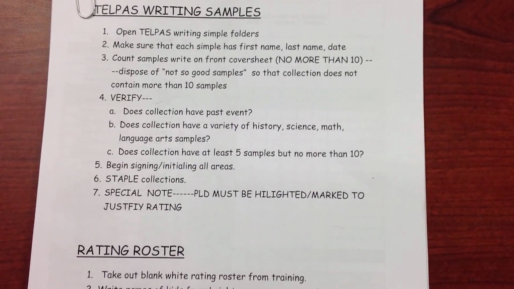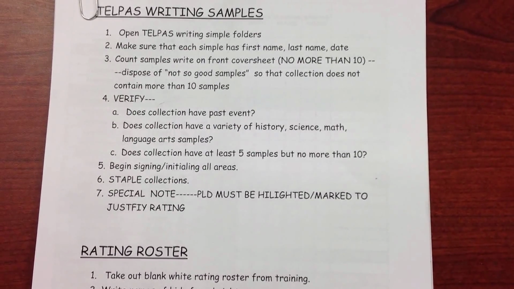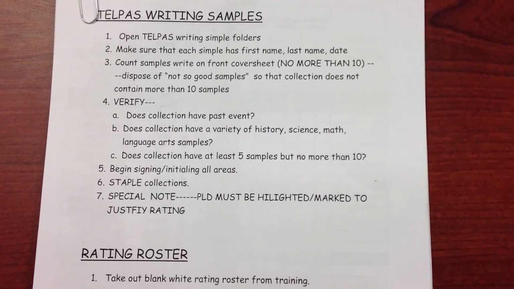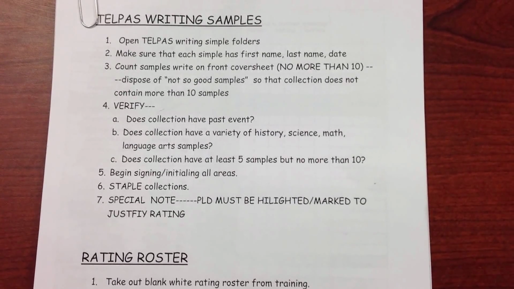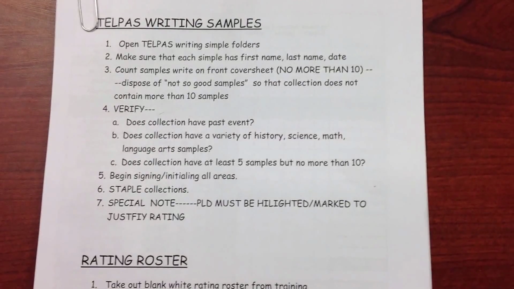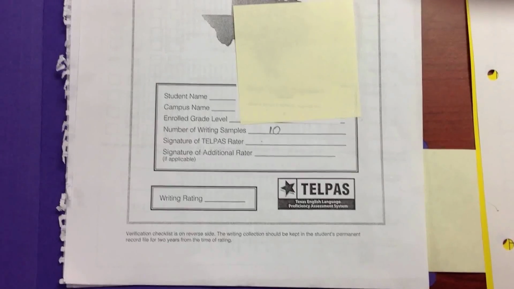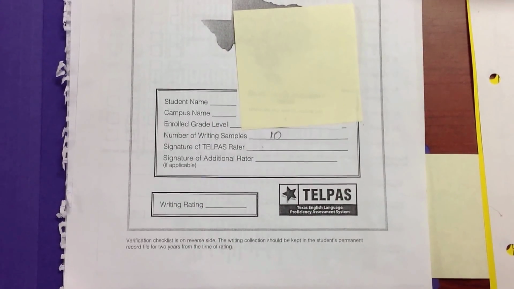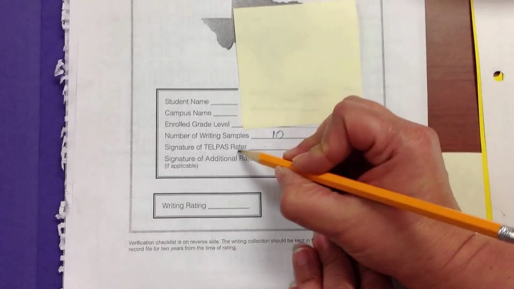Okay, once you have verified that all samples are included and they meet the criteria, you begin signing and initialing all areas on the front cover sheet, at the back of the front cover sheet. Now, for training purposes, we're going to sign at the signature of the TELPAS rater.